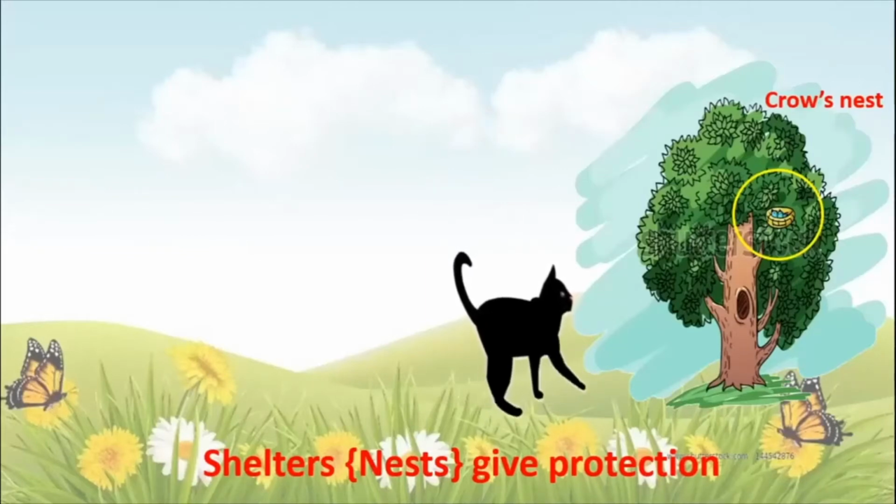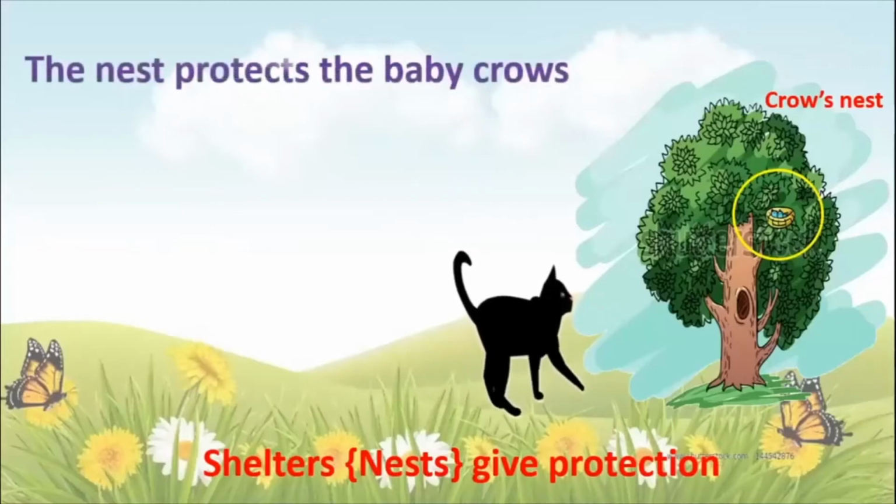Just imagine if this crow's babies were not in this nest on top of the tree and they were somewhere on the land, what would have happened? The cat would have eaten up all these baby crows. So what is a shelter, or a nest, doing? The nest is protecting the baby crows. That means wherever these animals live, that is their shelter, and that shelter protects them from their enemies.